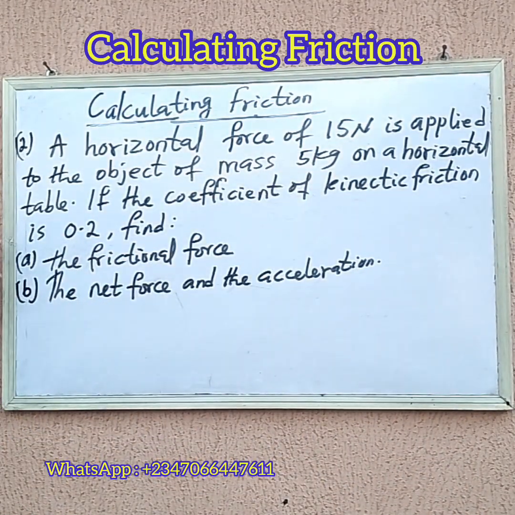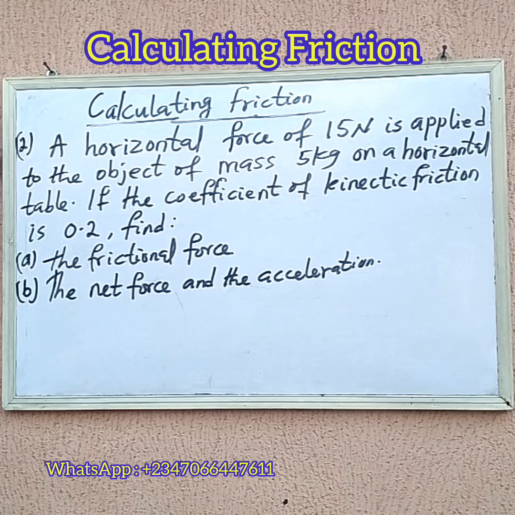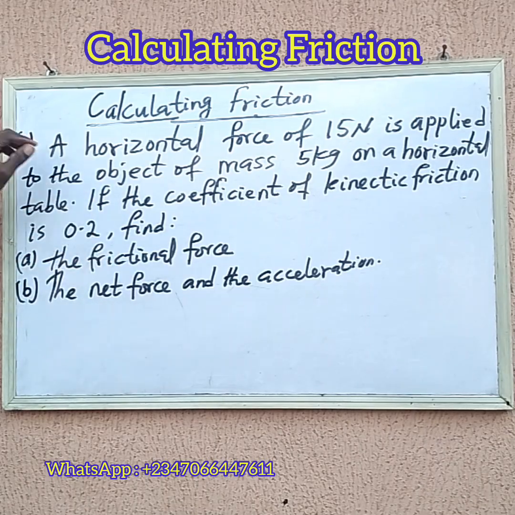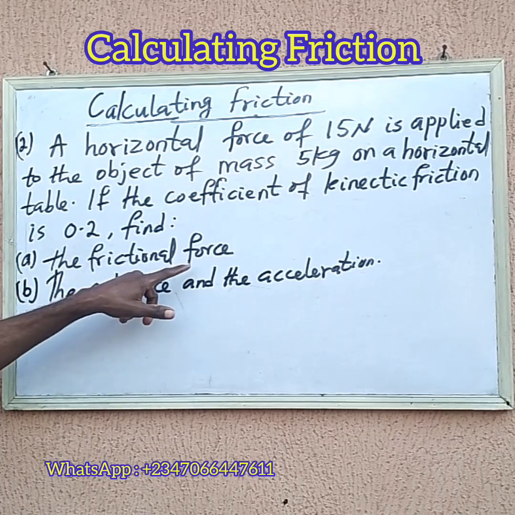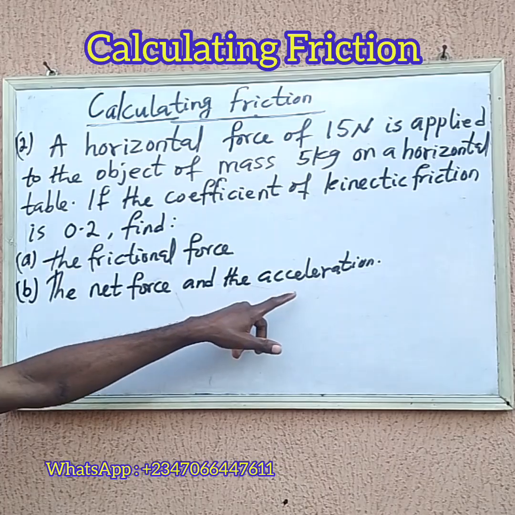Now let us look at the question here. This is number 2 of my solutions. A horizontal force of 15 Newton is applied to an object of mass 5 kilogram on a horizontal table. If the coefficient of kinetic friction is 0.2, find A, the frictional force, B, the net force, and the acceleration.